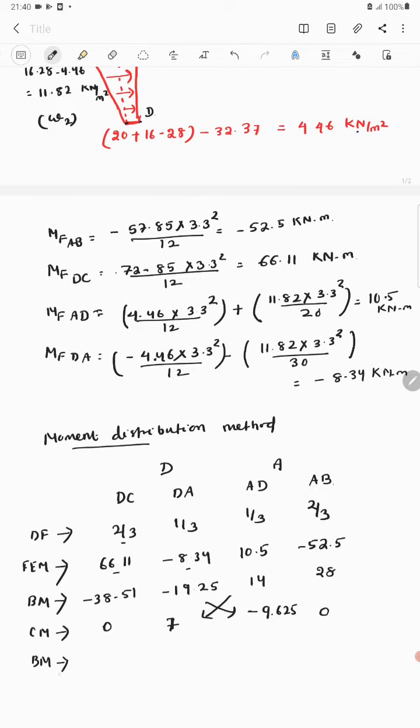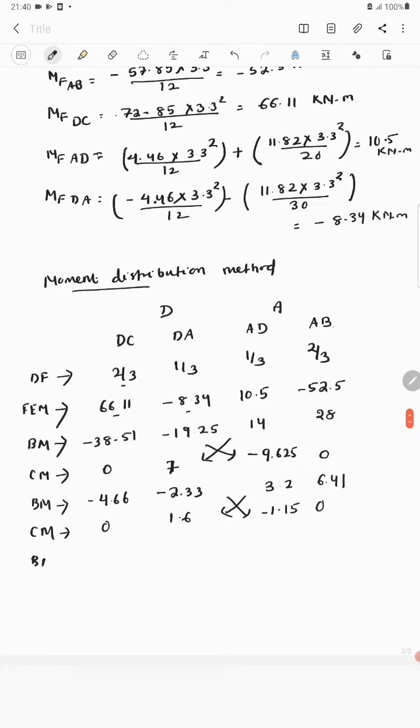Again the balance moment: 0 plus 7 into 2 by 3, and that will be negative, so minus 4.66. 0 plus 7 into 1 by 3, that is minus 2.33. Then this one is 3.2 and this is 6.41. Now next carryover moment, this is 0. This will be 3.2 by 2, that is 1.6, minus 1.15, again 0. Now the balance moment, this is the balance moment.